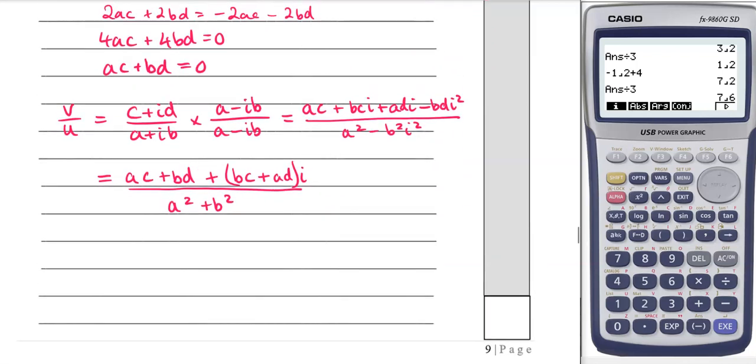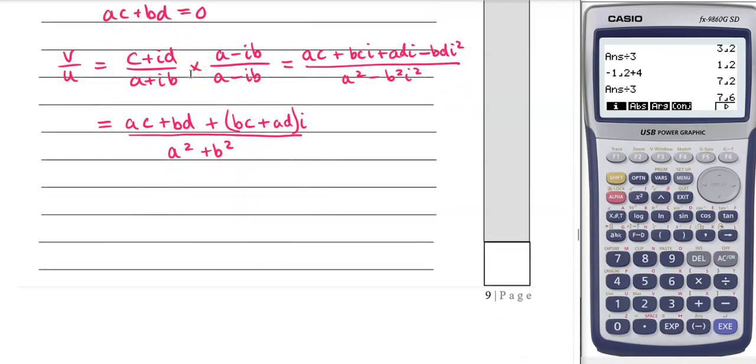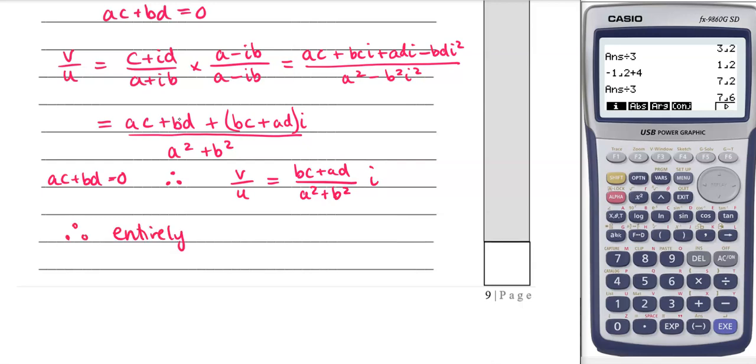But remember what we had up here, ac plus bd is equal to 0. Therefore, we get v over u is equal to, well, the real part zeros out, so bc minus ad over a squared plus b squared i. So it's entirely imaginary.